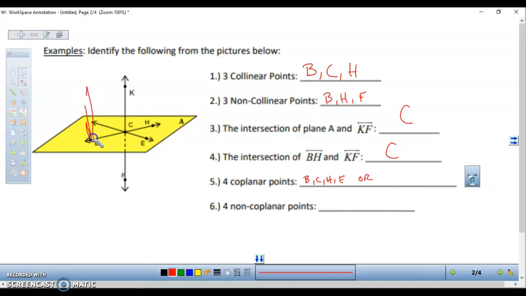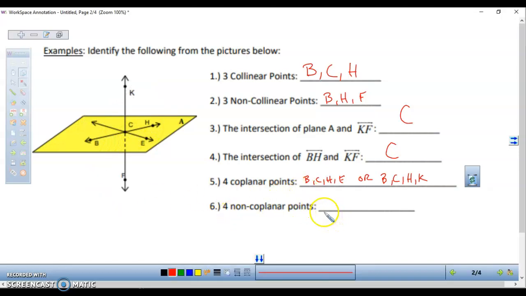Oh, man, that's bad. That's really bad. Oh, man. Let's try that again. There's a plane, a vertical plane, that exists there. All right? So B, C, H, and K could also be labeled as coplanar. Even though the plane's not drawn, it still exists.